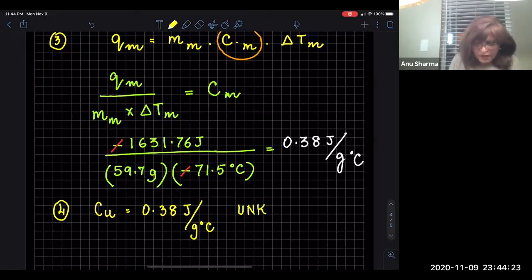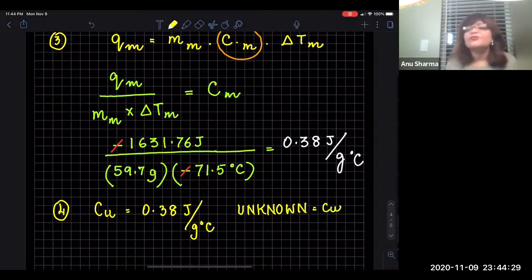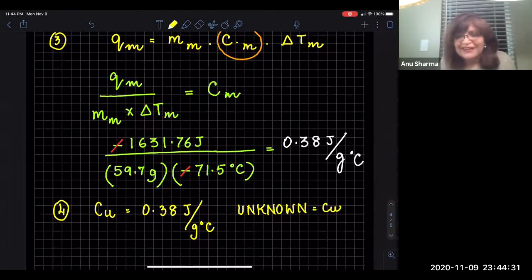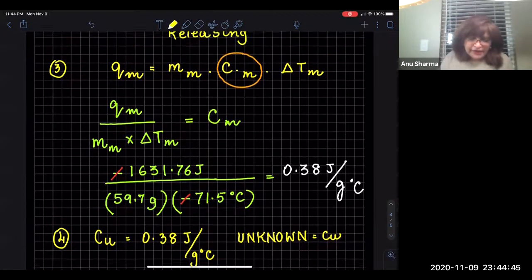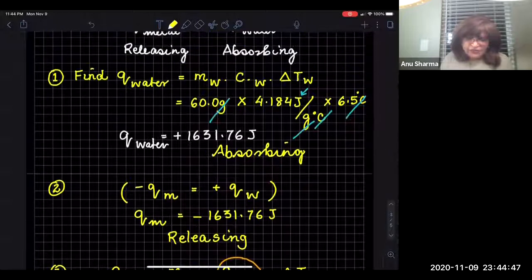So our unknown compound is copper. I'm sorry, not the compound, the unknown metal is. I think it's getting late. Anyways, so the unknown metal is copper, and we tally the results from the table. So this is how you calculate the specific heat of a metal.